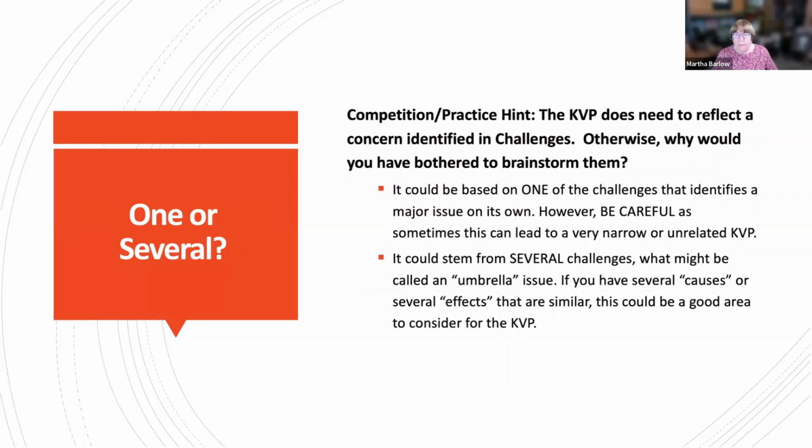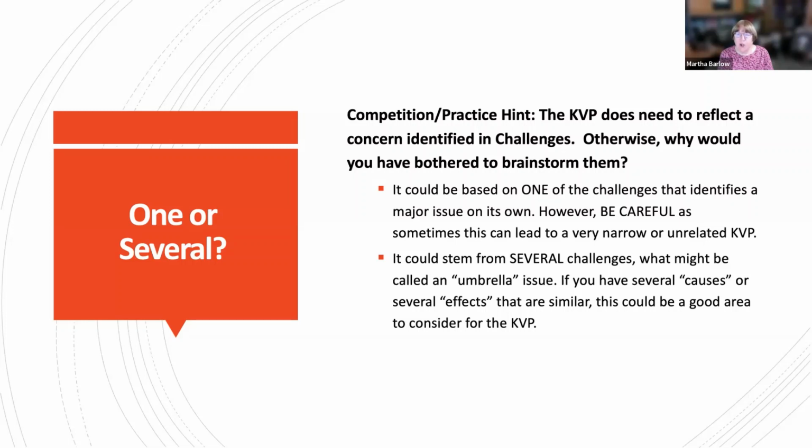So the KVP does need to reflect a concern identified in challenges. Otherwise, why would you have bothered to brainstorm them? And this is what I was talking about already. It could be based on one of the challenges that identifies a major issue on its own, but be careful, because one challenge, and especially just the consequence, can lead to a narrow or unrelated KVP. Because of course, kids do write challenges that aren't that closely related to the future scene.